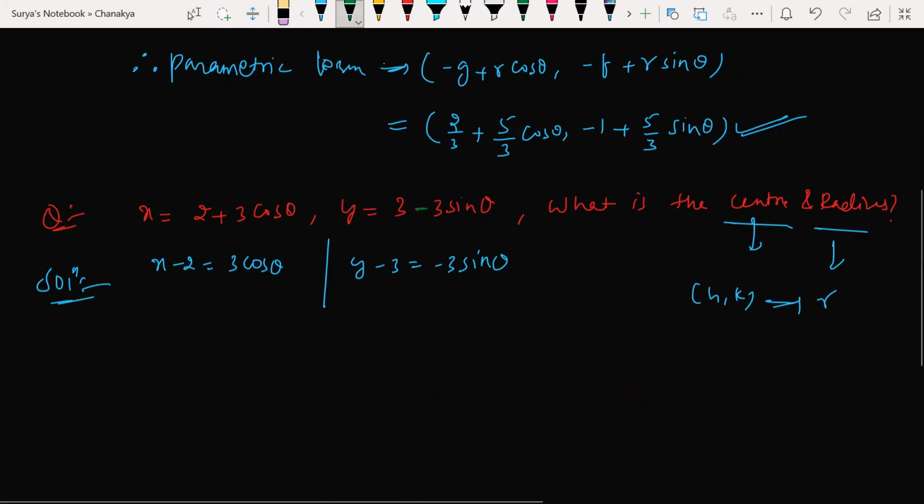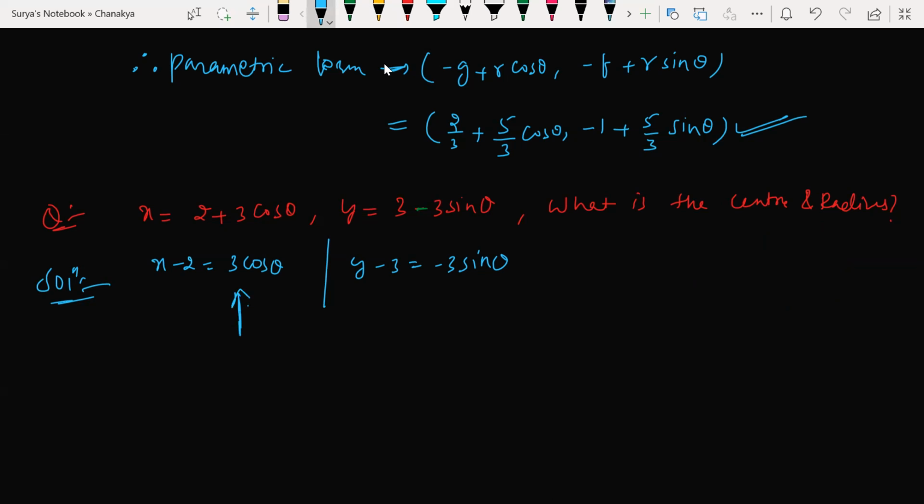The given circle is not in the form of a general equation of the circle or the standard form of a circle. It simply has given the parametric form of a particular circle. What is the radius and what is the center of that particular circle? That is my question. For finding that, what do I have to do? Can I do squaring on both sides? x minus 2 whole square is equal to 3 cos theta whole square. Similarly, y minus 3 whole square is equal to minus 3 sine theta whole square.